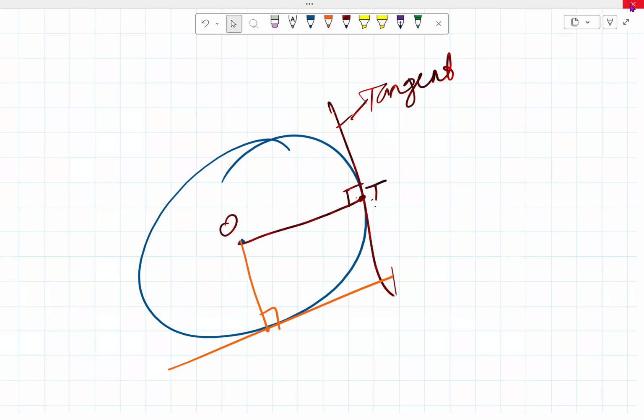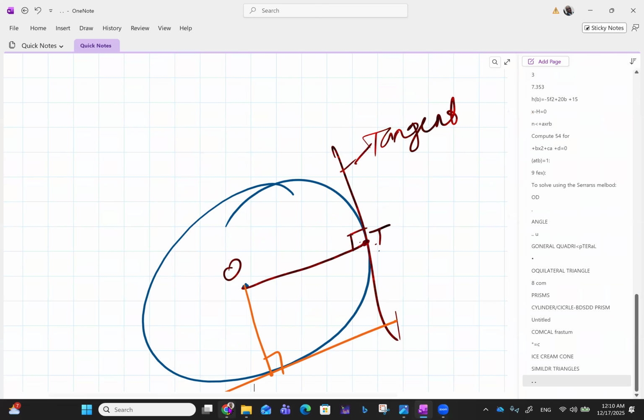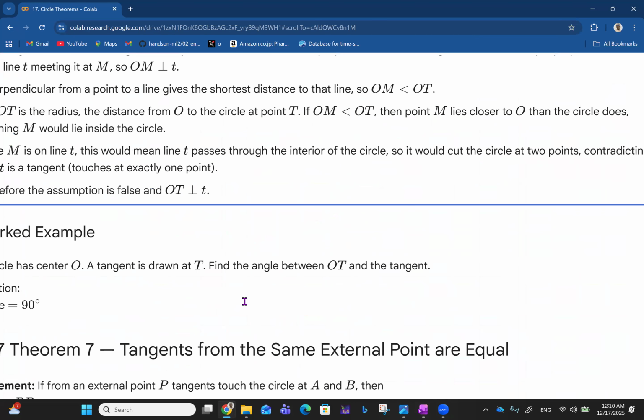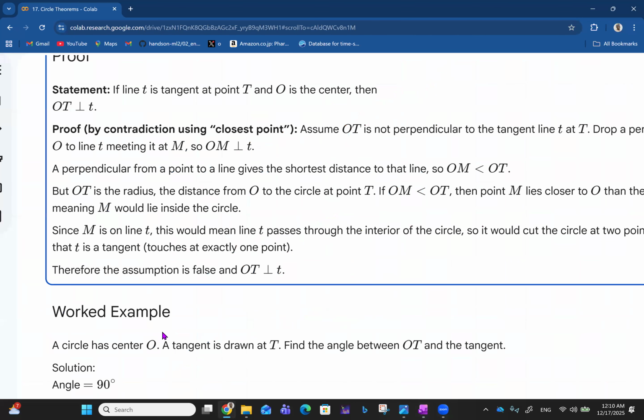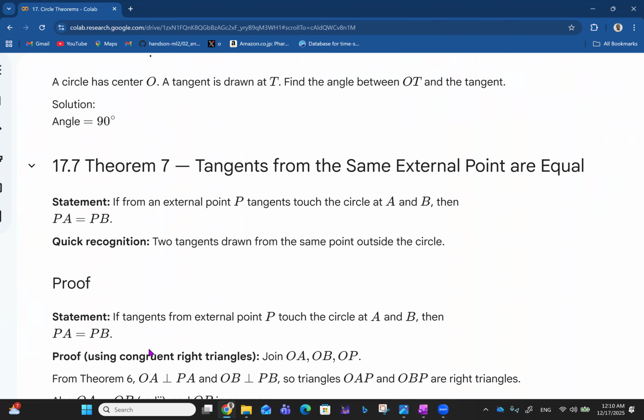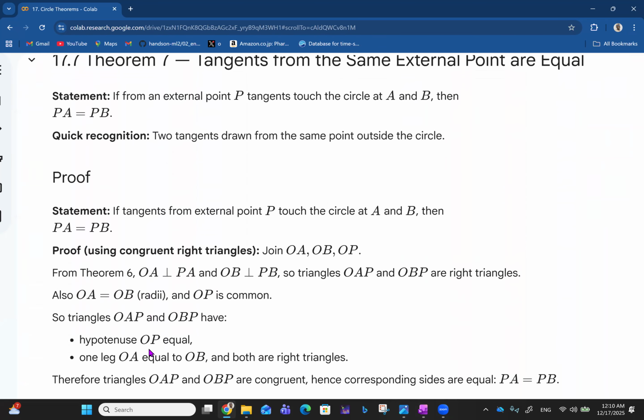And that one too, we don't have to sweat too much about it. We have a single worked example on that. A circle has center O. A tangent is drawn at T. Find the angle between OT and the tangent. That's 90 degrees. Don't even stress yourself. A tangent to a circle and its radius meet at an angle of 90 degrees. They are perpendicular. That's simply what we are saying.